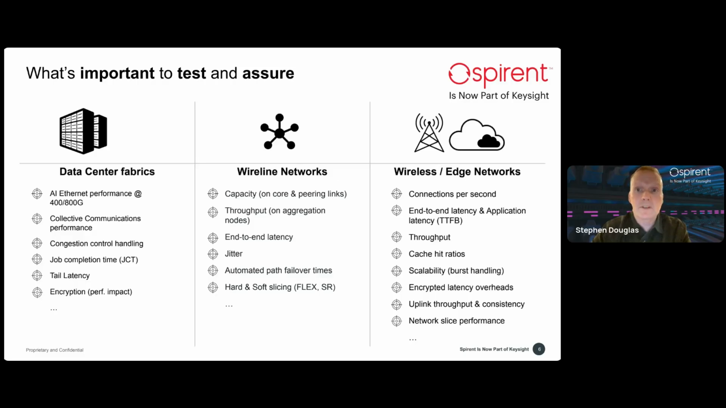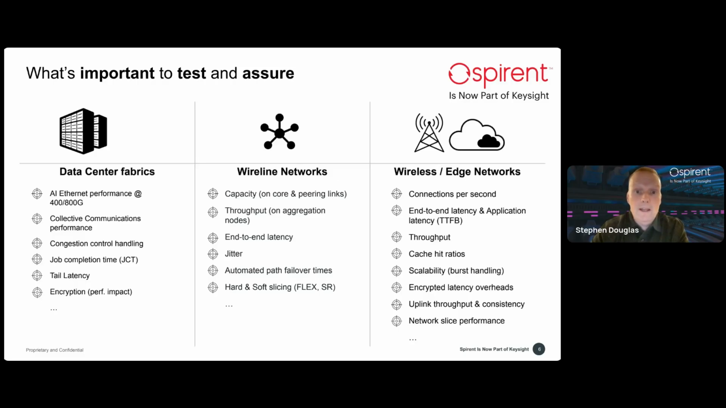As for the wireline networks, it's all about validating capacity on the core and peering links to ensure that large model updates and dataset transfers don't saturate the same backbone paths where your traditional services are being transferred. Throughput on aggregation nodes needs to be tested to avoid hidden choke points that starve edge AI clusters. Automated failover testing is a must, so that link or node failures do not degrade or stall jobs. And obviously it's critical to test the new hard and soft slicing mechanisms so that you can guarantee predictable bandwidth and isolation for AI traffic.